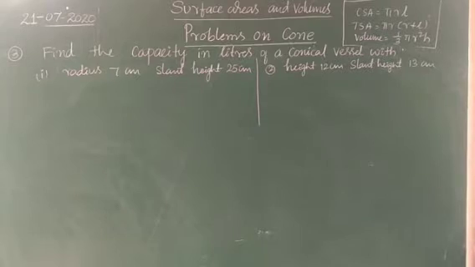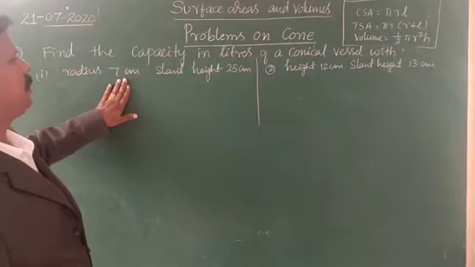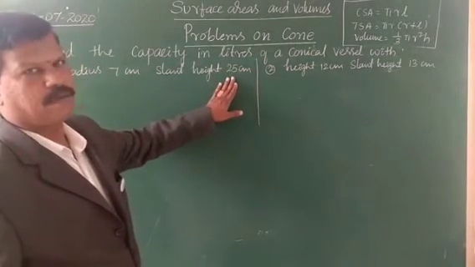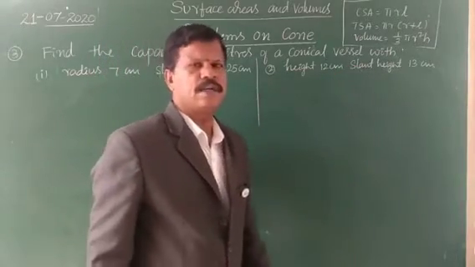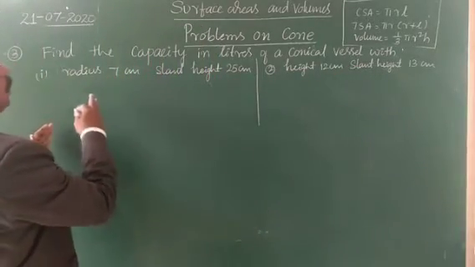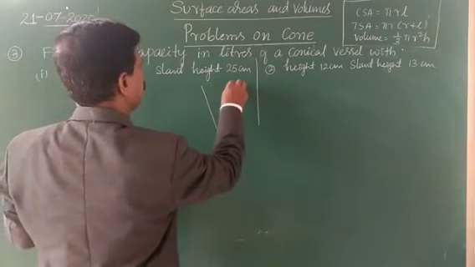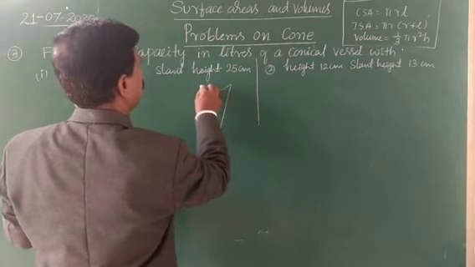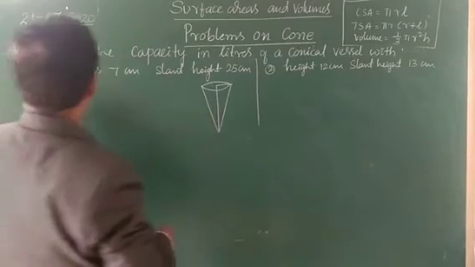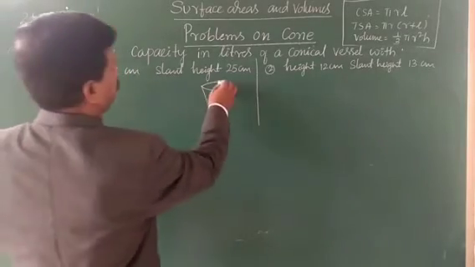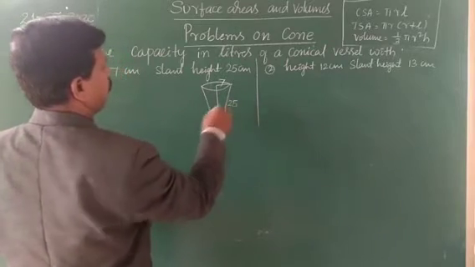Find the capacity in liters of a conical vessel, with the first one radius 7 cm and slant height 25 cm, and the second one height 12 cm and slant height 13 cm. So here, the conical vessel, I am writing like this. This is the conical vessel. Here this is the height. First one, radius is 7, so R is 7 and slant height is given 25.